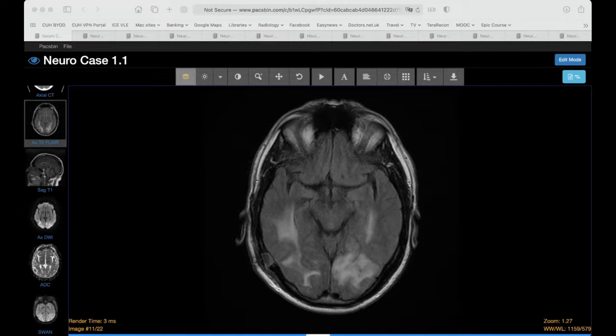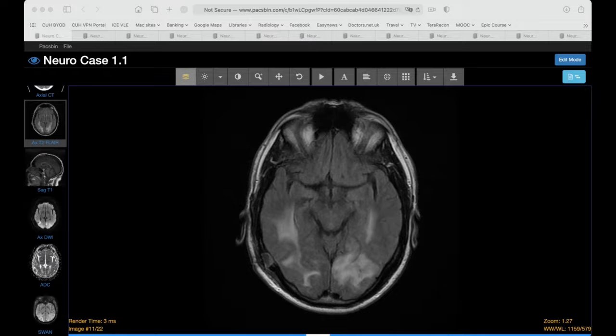So we've got a couple of votes in. Well done, both of you. That's correct. It's cerebral amyloid angiopathy. And of course, the telltale sign here was the lobar microhemorrhages.